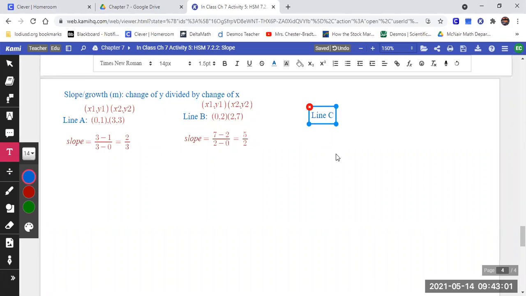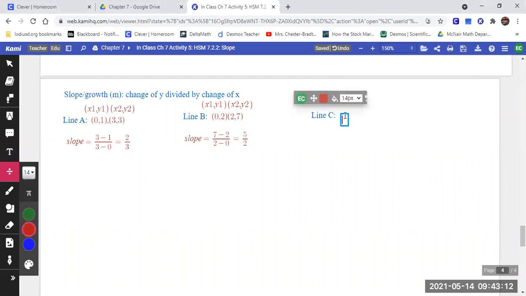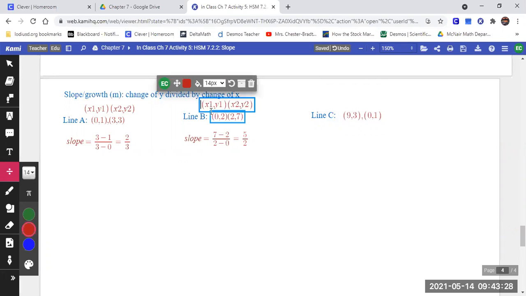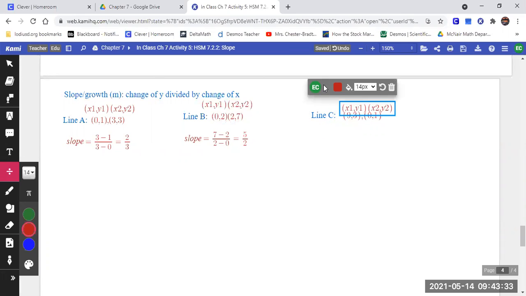Line C. Go get my coordinates. And they are 9, 3, 0, 1. Copy the same labels as we did above. Copy the same equation as we did below. Try and line them up as best as you can. That's the whole point, is that they're lined up.